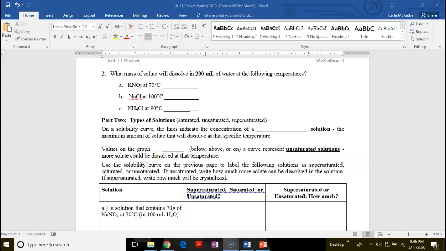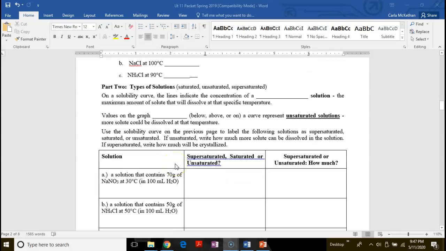So we talked about it, I talked about it on the video that I did the last time, and that's under the line, so below the line. So if it falls below the line, it is unsaturated. If it falls on the line, it's saturated. If it falls above the line, it is supersaturated. So use the solubility curve on the previous page to label the following solutions as supersaturated, saturated, or unsaturated. If it's unsaturated, write how much more solid can be dissolved in this solution.